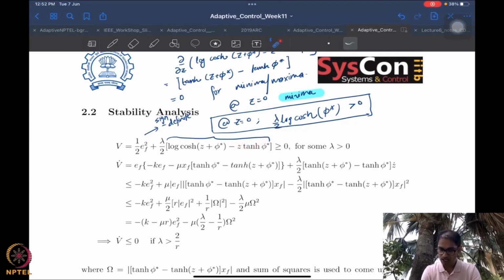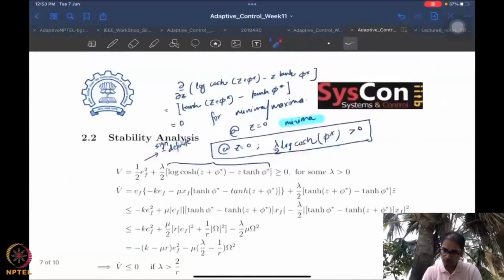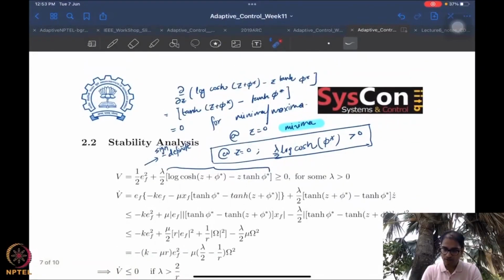Yeah, I think this is fine. The important thing to remember is that the minima of this function is strictly positive. Again, I have not verified it's a minima. You have to take a second derivative and verify, but it is easily verified that this is in fact a minima. I was thinking the minimum value would be 0, but it is not. It's actually log cosh of pi star. So z is 0, because if I equate this to 0, then tanh(z + phi star) is equal to tanh(phi star) only when z is equal to 0.